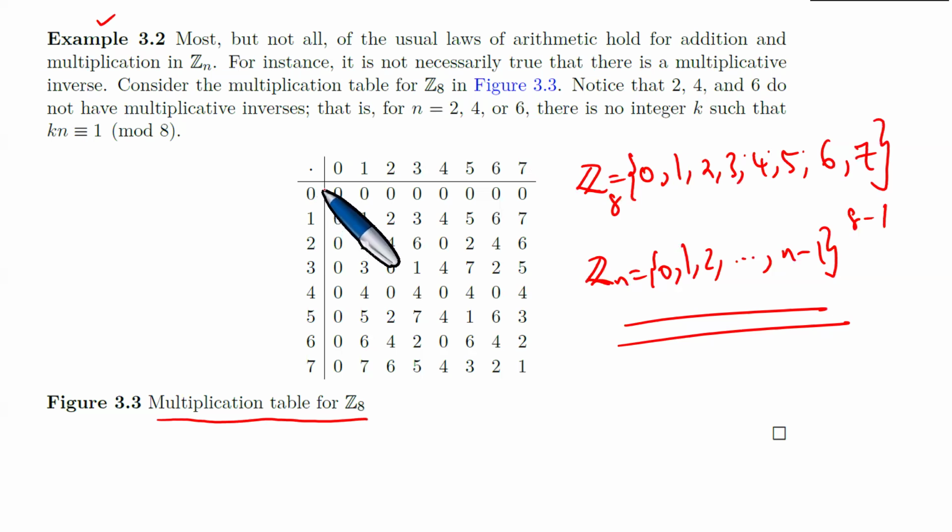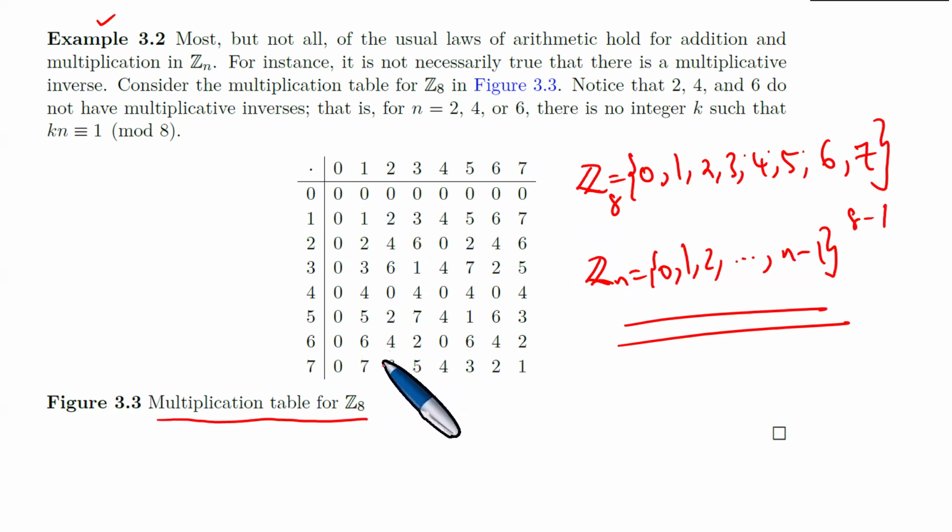Right, let's check. Now, if you look at the fact that we have 0 by 0, it's 0, 0 by 1, it's 0, 0 by 2, it's 0, 0 by 3, up to 0 by 7, it's 0. 1 by 0, it's 0, 1 by 1, it's 1, 1 by 2, and so on. And last but not least, you have 7 by 0, which is 0. 7 by 1, it's 7.